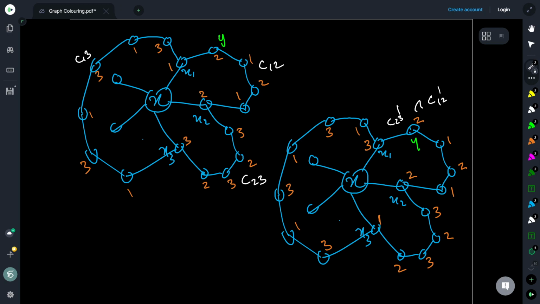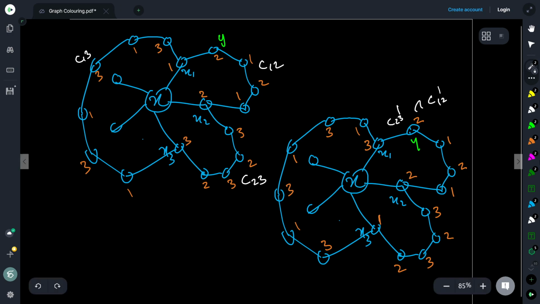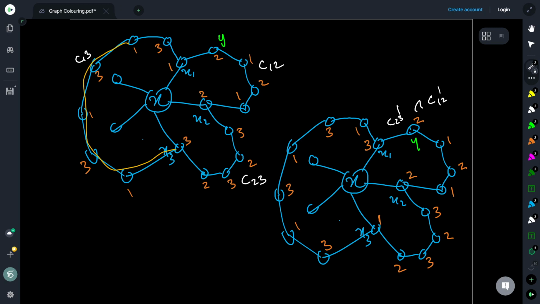So the x1, x2 edge is missing. What I am going to do now is look at the x1, x2 path, the x1, x3 path, and the x2, x3 path in the graph. The x1, x3 path I call C13. Similarly, C12 is the x1, x2 path, and C23 is the x2, x3 path.